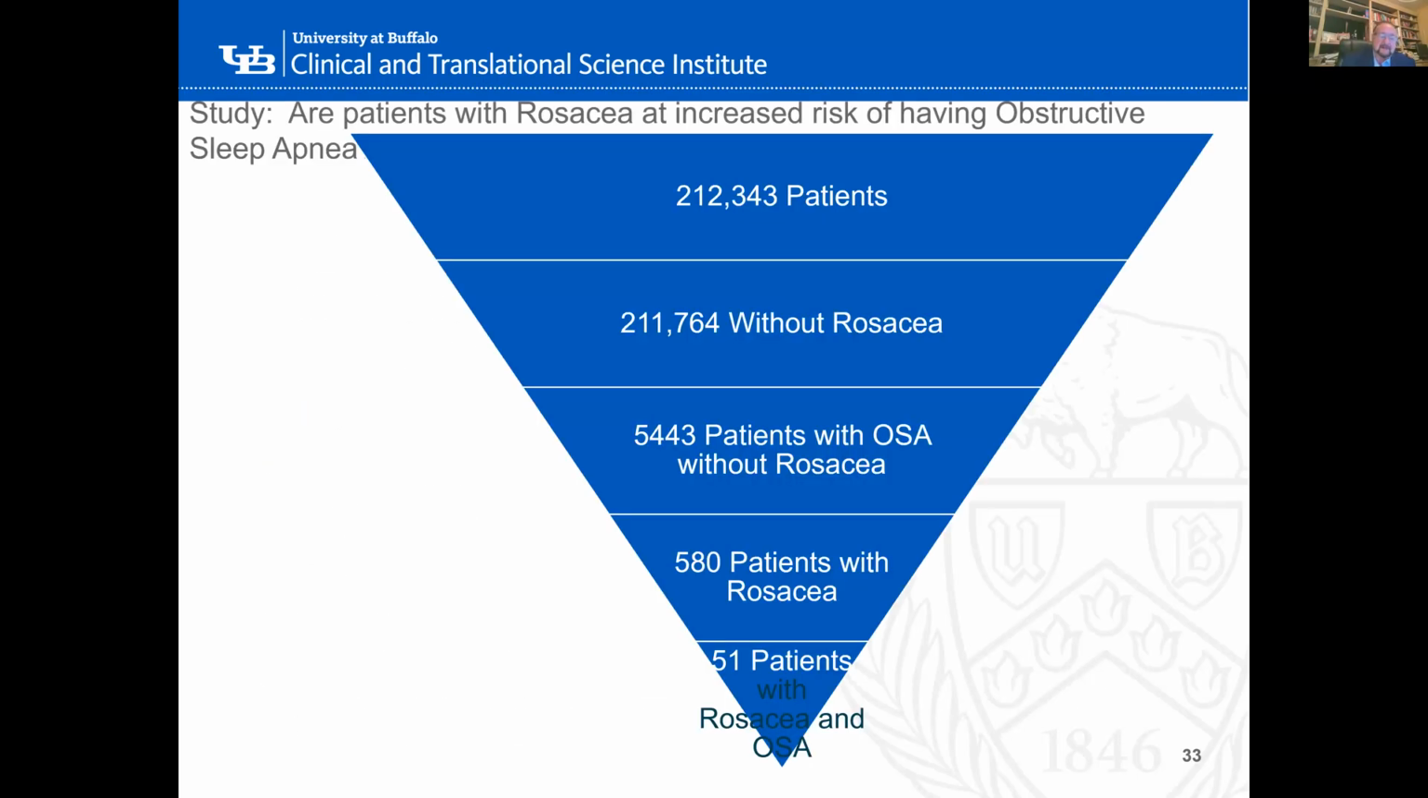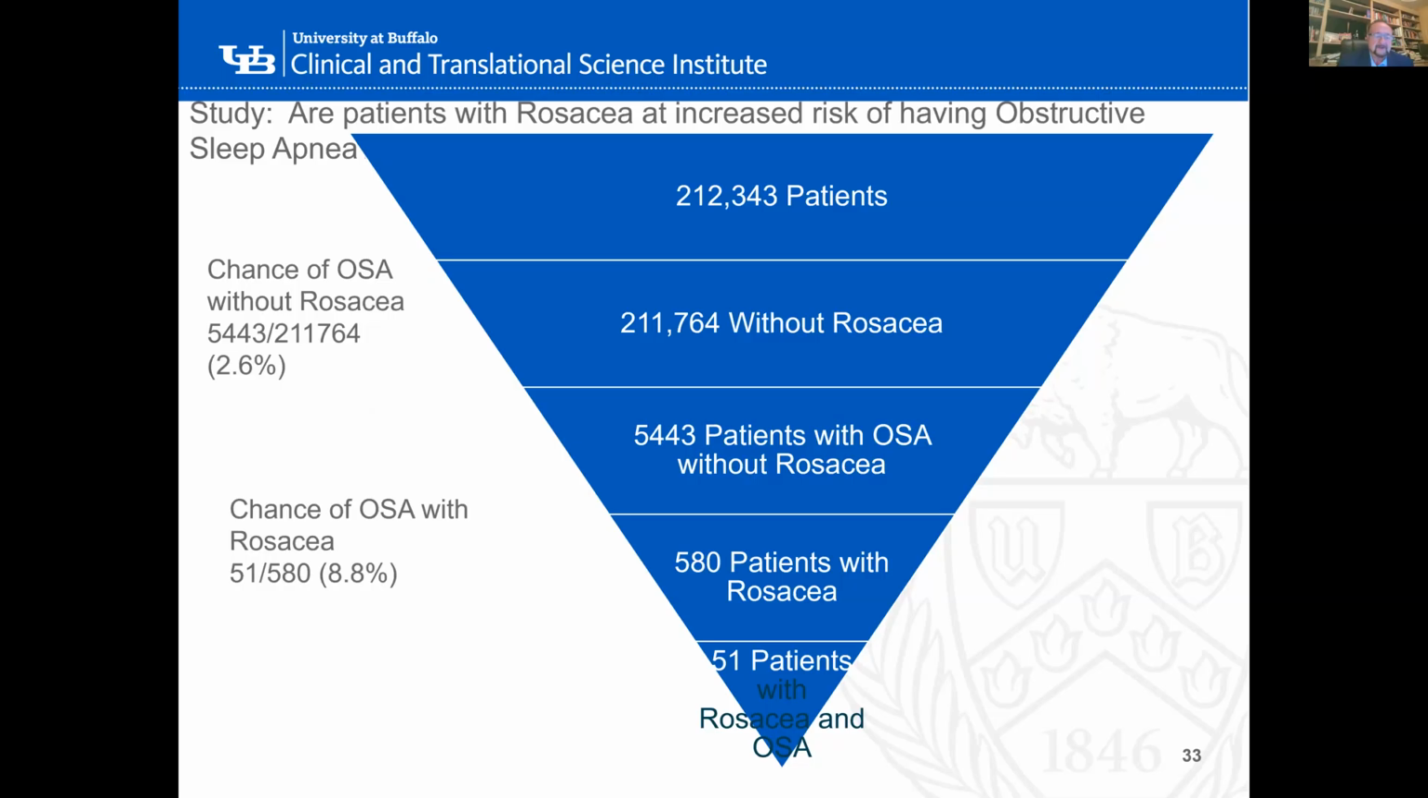Here's an example. We have a tool that people get access to. It's called the BMI Investigator. Someone came into my office and they said, I think my patients who have rosacea have a higher rate of obstructive sleep apnea. So we did a study in 5 minutes and showed it was true. The chance of obstructive sleep apnea without rosacea was 2.6%. And the chance of obstructive sleep apnea with rosacea was 8.8%. That was highly statistically significant.